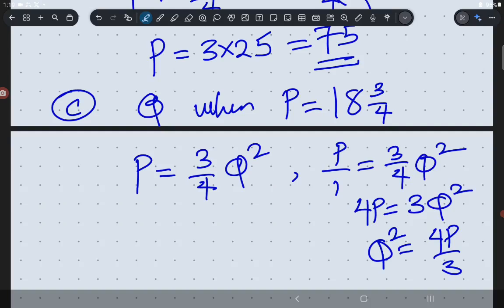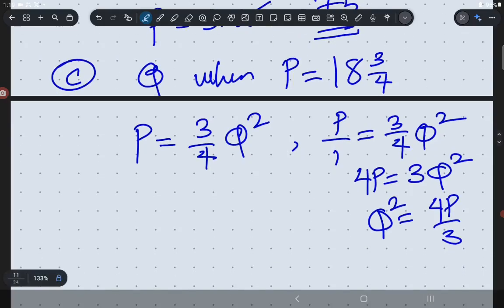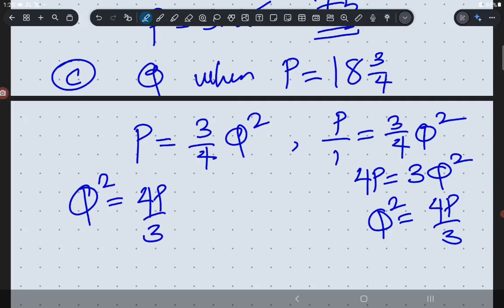We are able to do this, and if you need the video that talks about changing the subject of a formula, you can comment in the comment section and let us know. We will send it to you, or you can search for it on my channel. So let's leave it at Q². Our Q² is equal to 4P over 3.